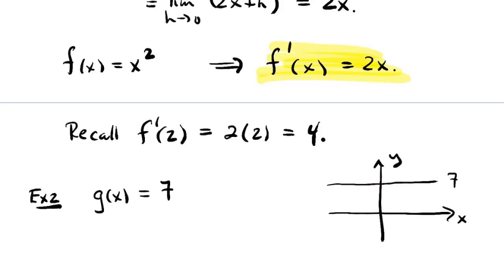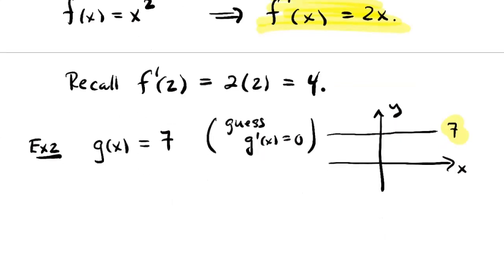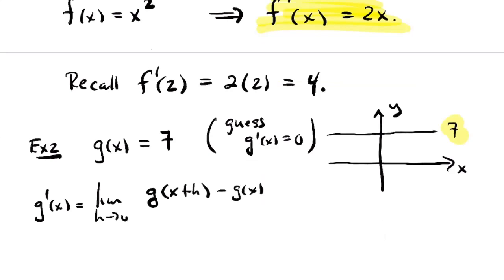It looks like it's always going to have slope 0. So I kind of have this guess, yeah? I'm going to guess that the derivative g prime of x is equal to 0. And I don't think it's special that my constant was equal to 7. I think it could be any constant. But let's use this definition to see it. So g prime of x, it's the limit as h goes to 0 of g of x plus h minus g of x over h.